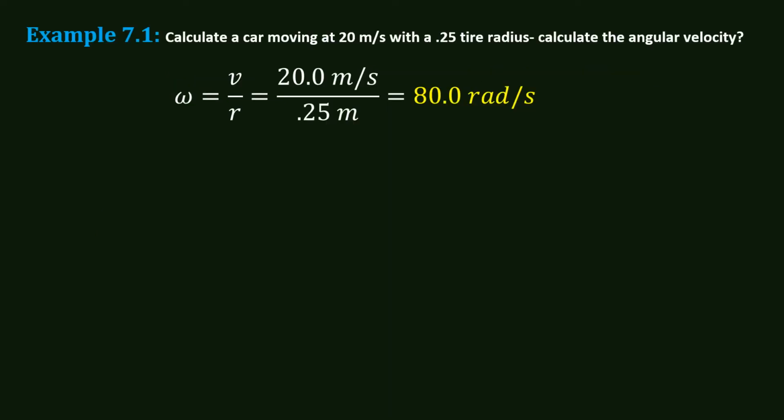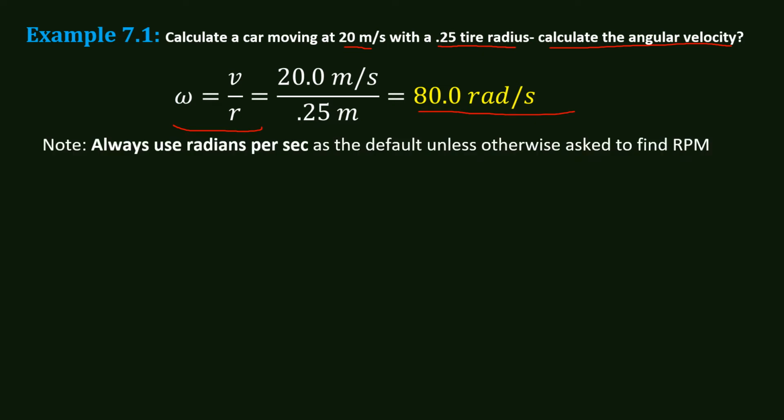So let's look at an example. We're going to calculate for a car moving at 20 meters per second. It gives us a tire radius of 0.25 meters. Calculate the angular velocity. So this is easy. We can just use this equation right here, plug in the values, and we get 80 rads per second. And you should always use radians per second as the default, unless otherwise asked to find RPM, in which case you would convert back to RPMs.